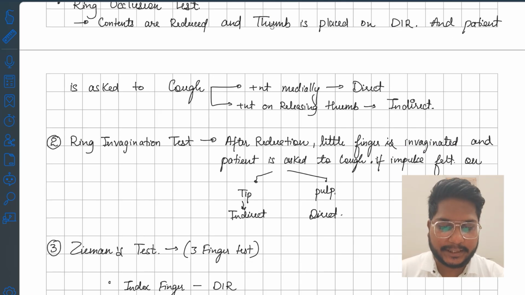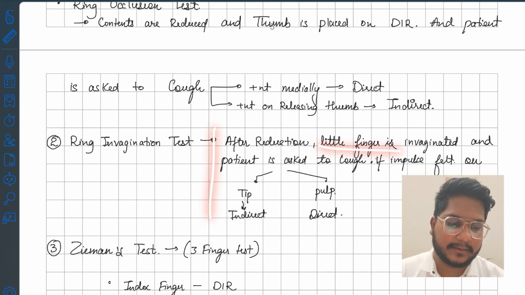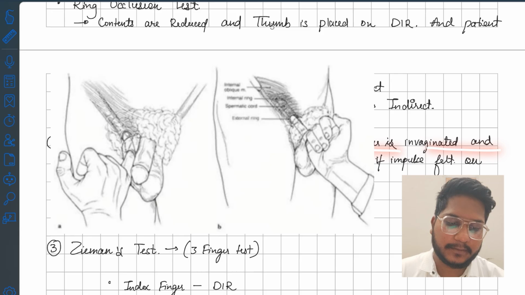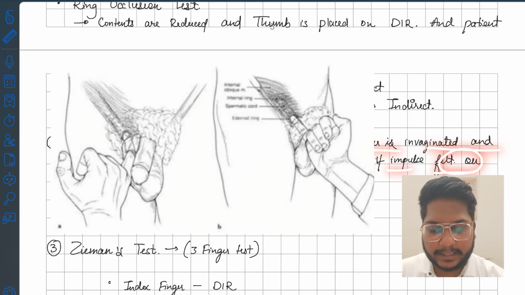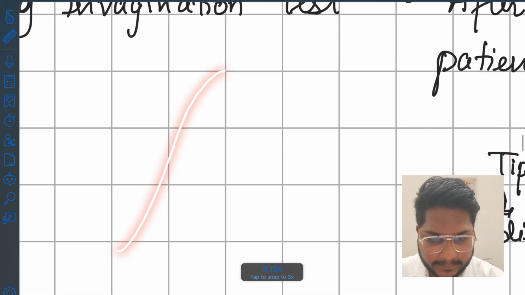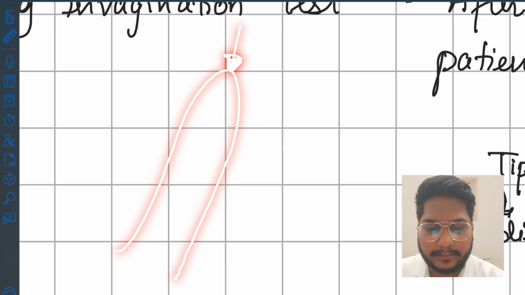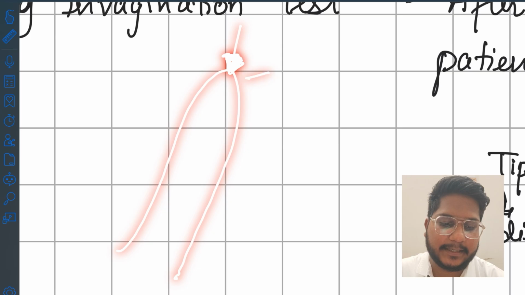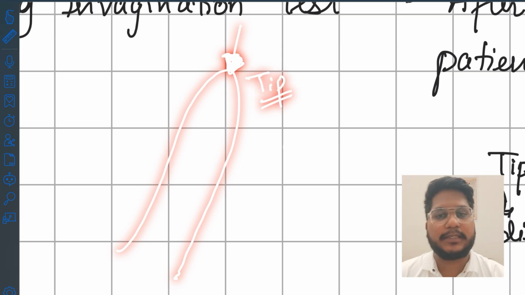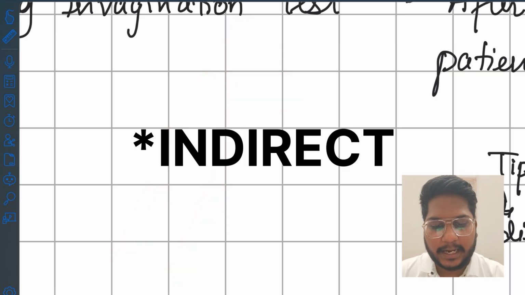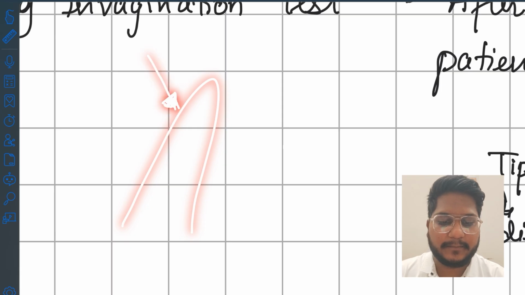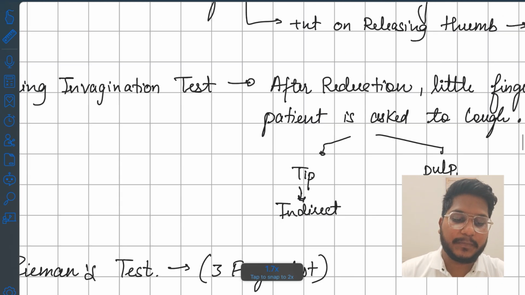Now the ring invagination test. After we first reduce the hernia, the little finger is invaginated and the patient is asked to cough. We go in with the finger like this. If the impulse is felt on the tip, it means it is coming from the inguinal canal, and the hernia is of the indirect type. When the coughing impulse comes from the medial side and we feel it on the pulp, it means that it is a direct hernia.